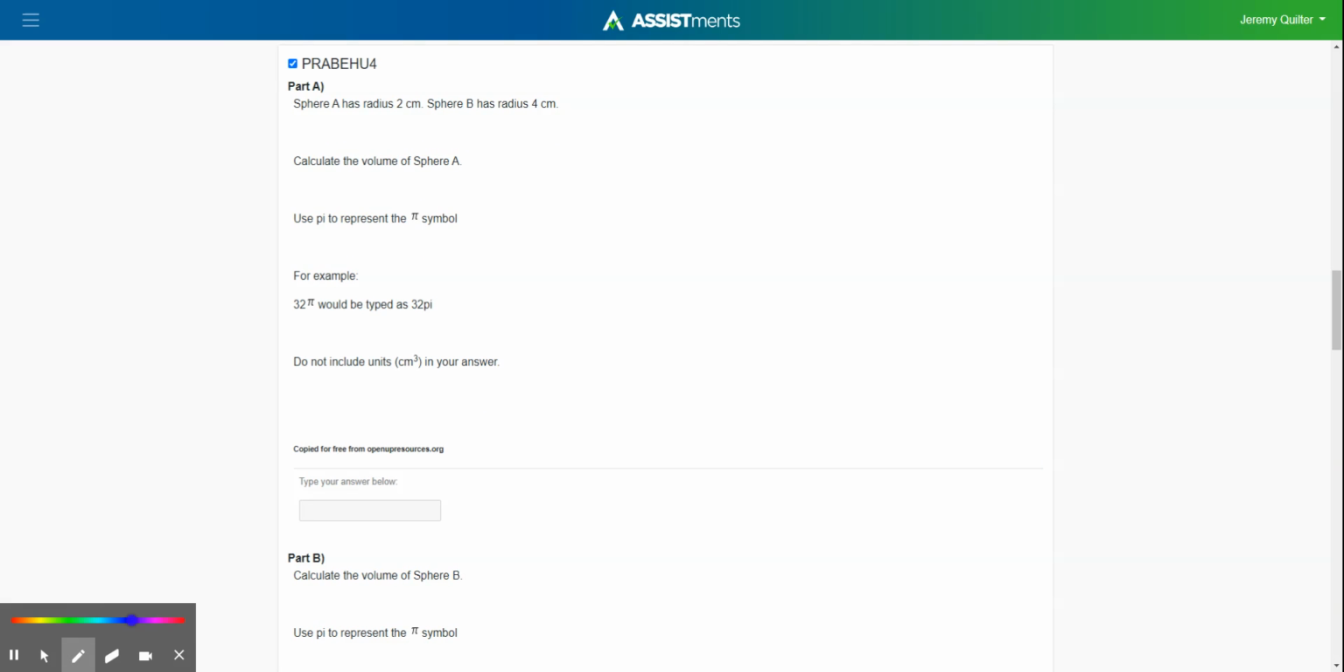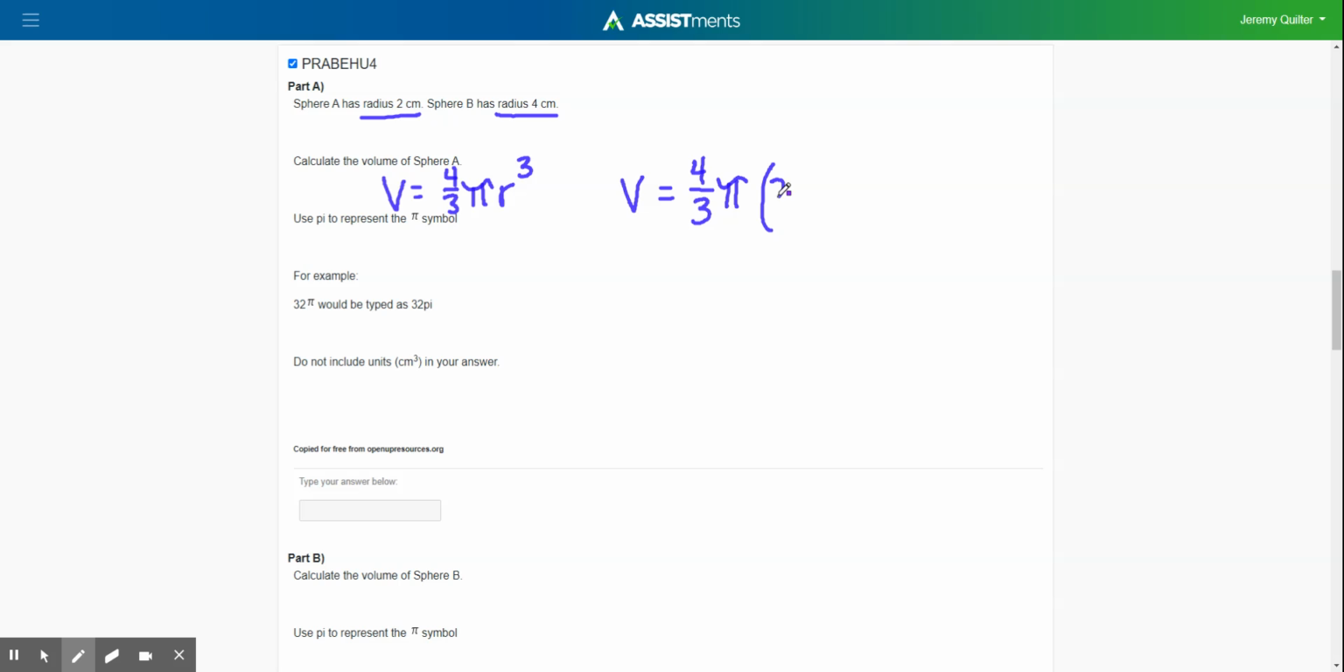Again, remember that we have sphere A with a radius of 2 centimeters and sphere B with a radius of 4 centimeters. Calculating the volume of a sphere, again, volume of a sphere is equal to 4/3 times pi times the radius cubed. So when we want to find the total volume of sphere A, I can take the volume of sphere A is equal to 4/3 times pi times the radius that's given of 2 to the third power.